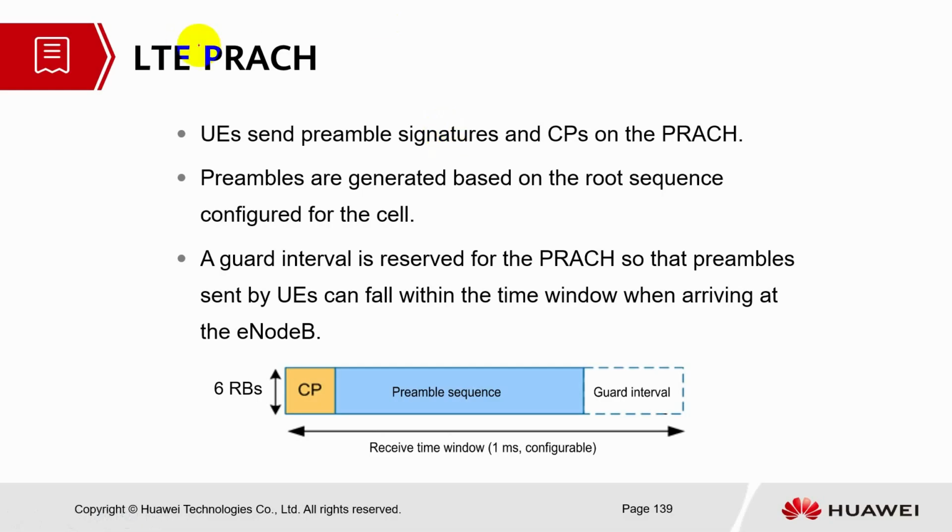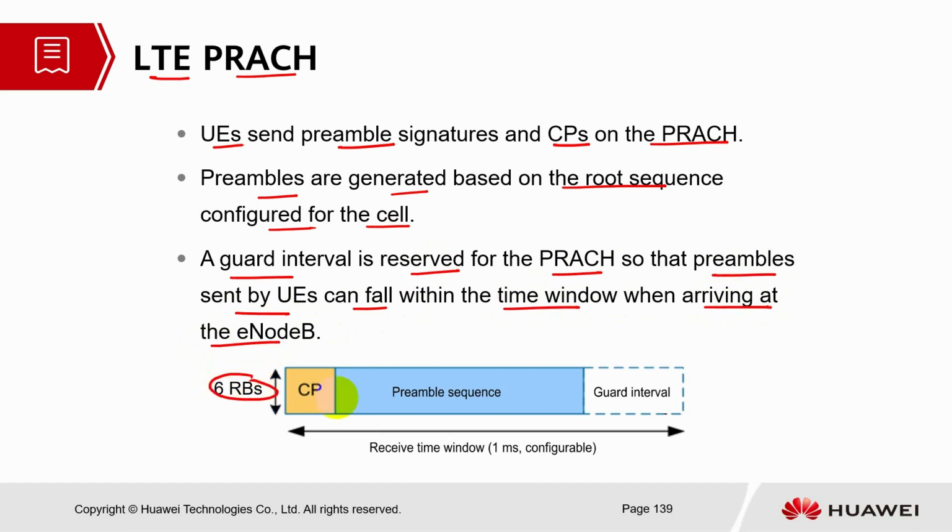So let's learn about LTE PRACH. This is the physical random access channel. The UE sends preamble signatures and cyclic prefix on the PRACH. Preambles are generated based on the root sequence and the coverage configured for the cell. A guard interval is reserved for the PRACH so that preambles sent by the UEs can fall within the time window when arriving at the eNodeB. They allocate 6 RBs for that.